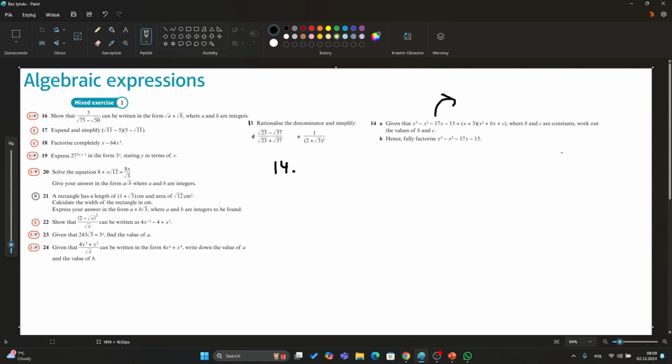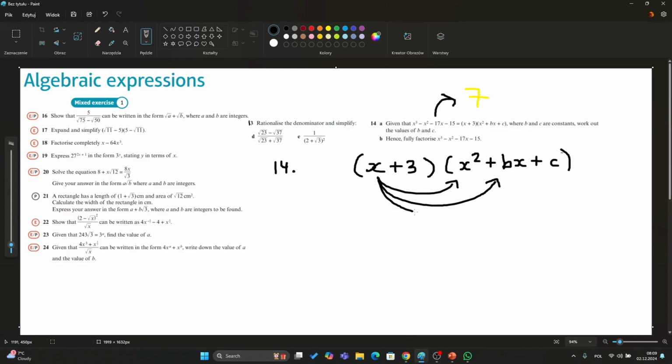The easier way is in chapter 7, where you can divide the x cubed minus x squared minus 17x minus 15 by x plus 3 to get x squared plus bx plus c. But we don't have this knowledge yet, therefore we have to struggle with what we have. So x plus 3 multiplied by x squared plus bx plus c is going to be x times this and x times this.